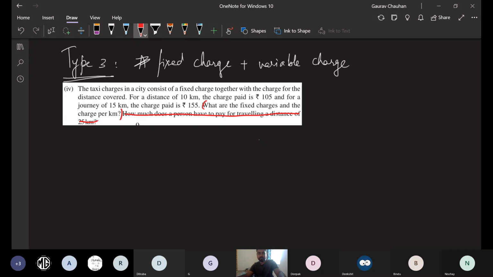Okay, can you try to explain, Deepak, what does this statement mean? The taxi charges in a city consist of a fixed charge together with the charge for the distance covered. What does this part mean? Read this. Also read this particular statement, Deepak. What are the fixed charges and what are the charges per kilometer? Read this and try to see if you are getting some kind of clarity with these two statements taken together.